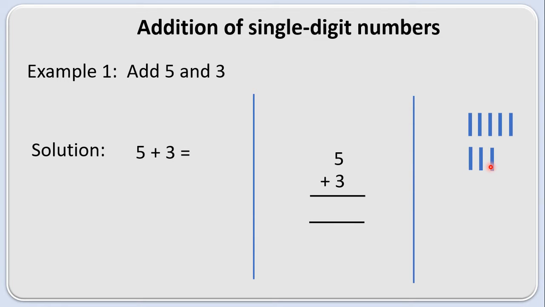Let us count the number of lines now. 1, 2, 3, 4, 5, 6, 7, 8. Therefore 5 plus 3 is equal to 8. Let us write down that now. 8. Let us write 8 here also.